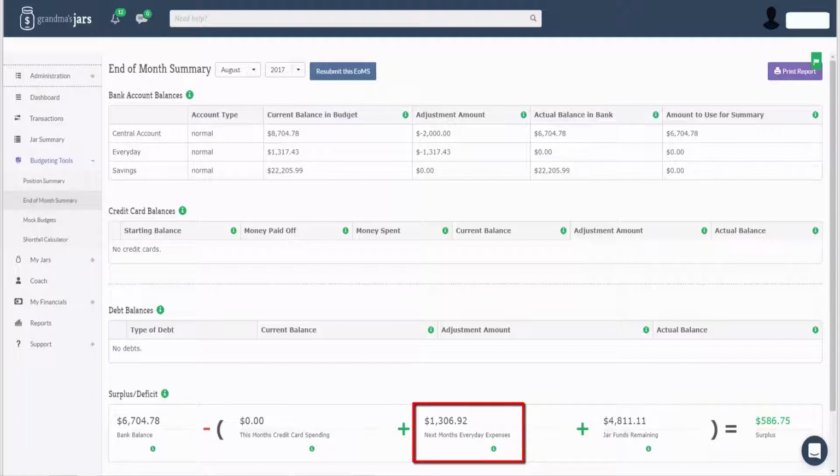This is the amount that you allocate to your everyday jar each month. For Dean and Emma, this is $1,306.92. If you are following our recommended bank account structure, this money should be available in your central account on the last day of the month, ready to be transferred to your everyday account on the first day of the month. And then we have the total of our jar funds remaining.